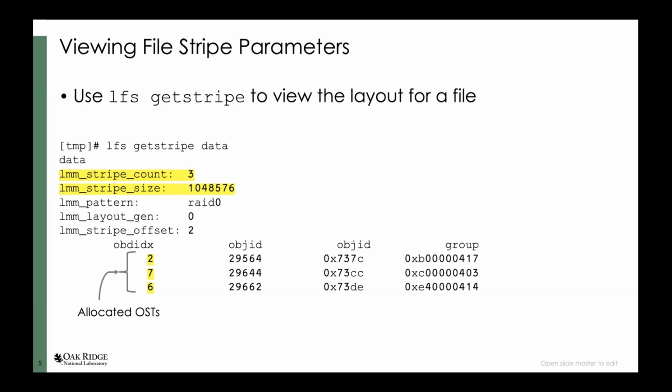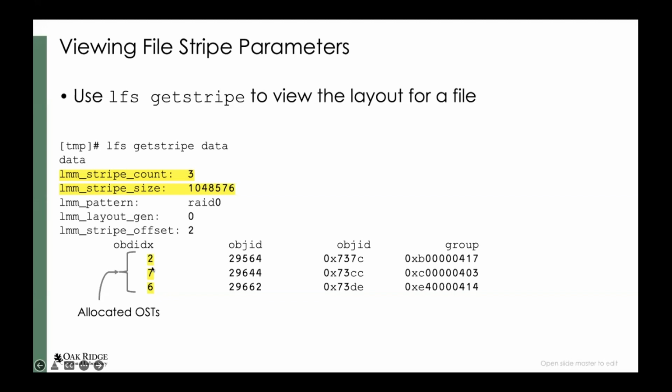So to view file stripe parameters, that's simply done with the lfs getstripe command. In this example here, I've shown what that output looks like for a file. You'll see in the output there's the lmm_stripe_count, which is set to 3, and the stripe size, which is set to 1 meg. And at the bottom, you'll actually see all of the OSTs that are allocated to this file.